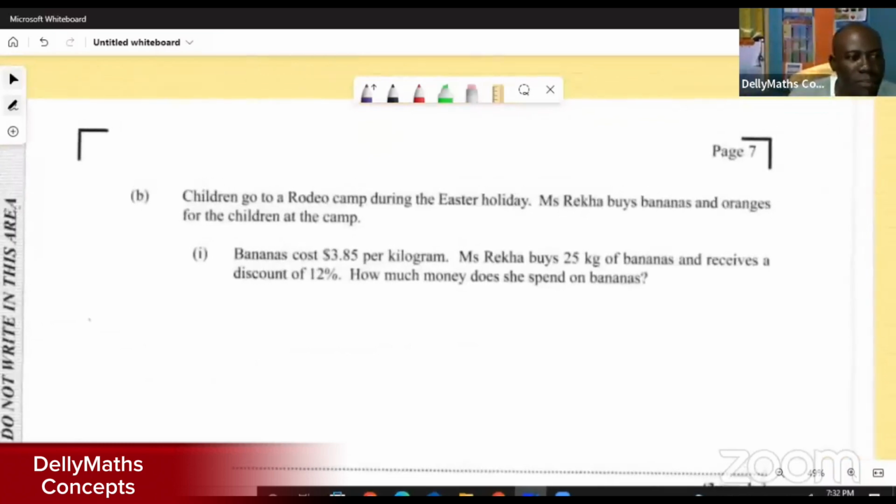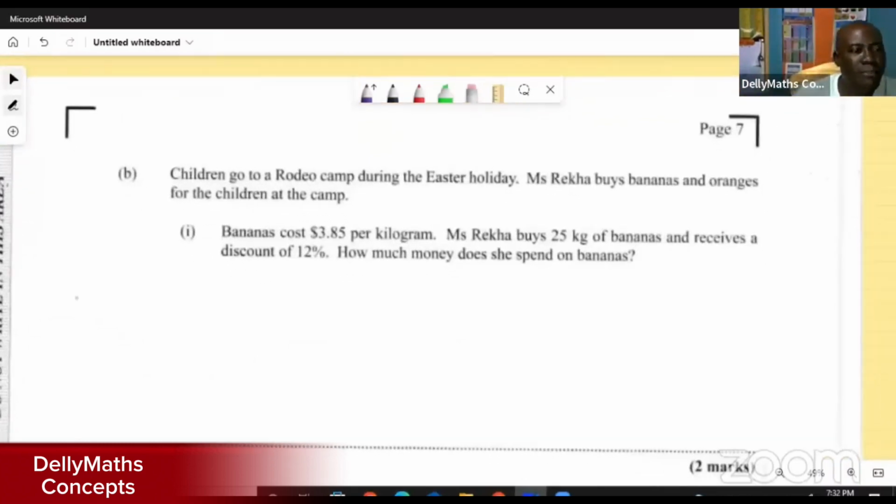All right, so let us look at the B part of the question. B part says, children go to a rodeo camp during the Easter holiday. Miss Reka buys bananas and oranges for the children at the camp. Bananas cost $3.85 per kilogram, and she buys 25 kilograms of banana, and then she gets a discount of 12%. There are 2 approaches to this. They want to know how much money was spent.